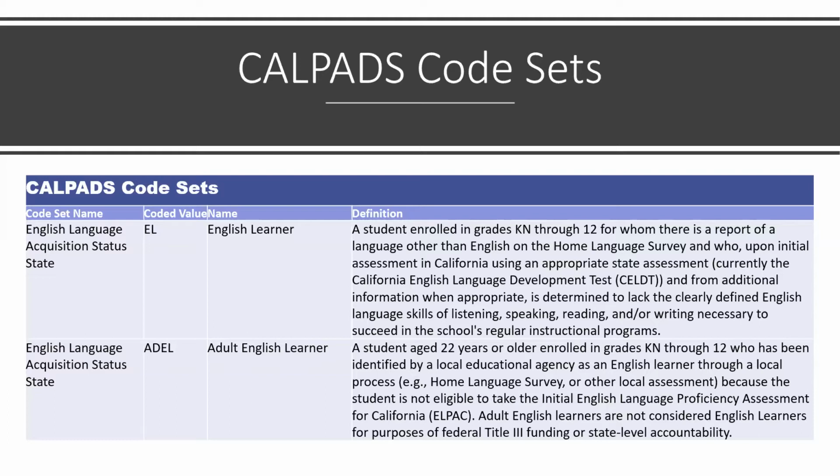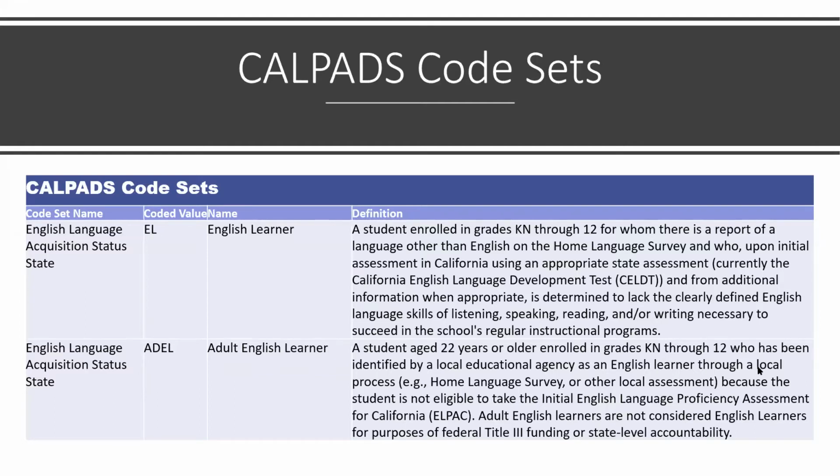Because the student is not eligible to take the initial language proficiency LPAC, adult English learners are not considered English learners for the purpose of Title III funding and state accountability. So it tells us what an ADEL is, but I still don't understand why the student can't take the LPAC, right? Or I'm still trying to get a grasp of this. Where else can you go? Well, for business rules and policy, the data guide is a great resource. But when you have a new code in the academic year or in the reporting cycle, staying abreast of flash messages is a really good resource.